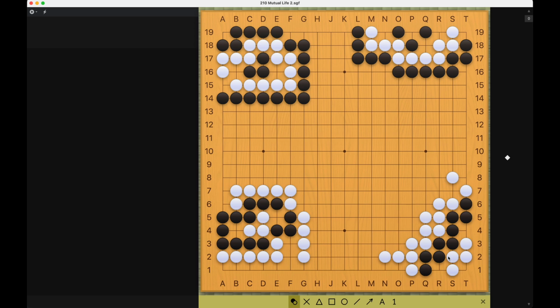So the takeaway here is that mutual life patterns do exist, but they're relatively rare. And in real games and life and death problems, you just need to look very closely. Give it a second thought before you decide whether it is mutual life or not.